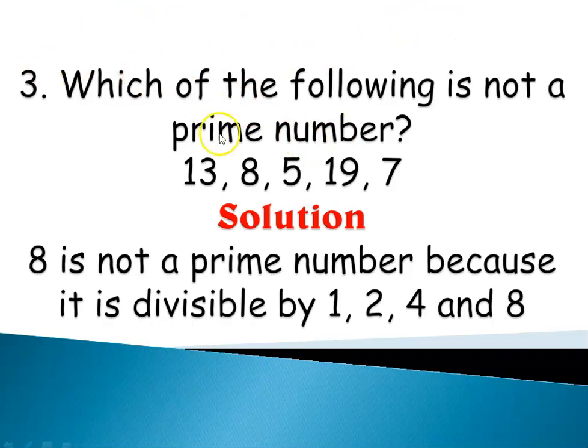Okay, we'll look at this. 13 is a prime number. 5 is a prime number, isn't it? 19 is a prime number. 7 is a prime number. But 8 is not a prime number. Why? It is not a prime number because it is divisible by 1, 2, 4, and 8. So you can see it's actually divisible by 4 numbers and not only 1 and itself. So 8 is not a prime number. Do you understand this? Correct.